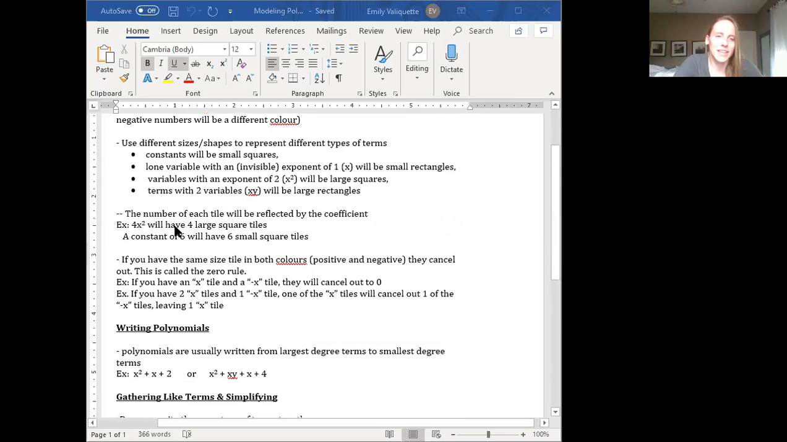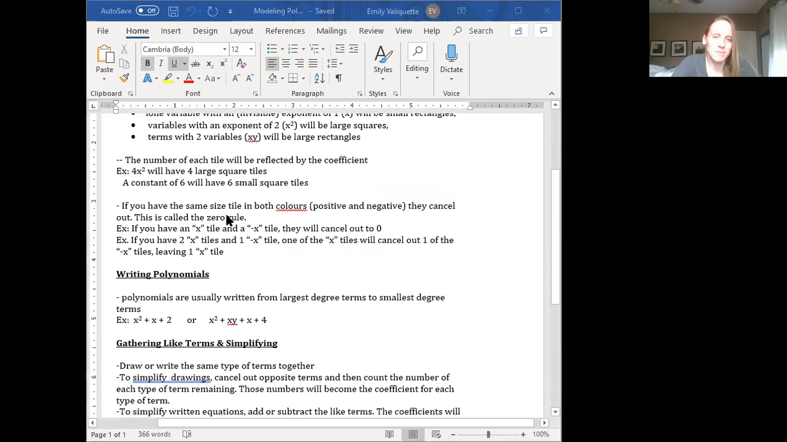So the number of each tile is then reflected by the coefficient. So for example, if you had 4x squared, x squared tiles are large square tiles. Because it's 4x squared, you would have 4 of them. If the constant is 6, you will have 6 small square tiles.